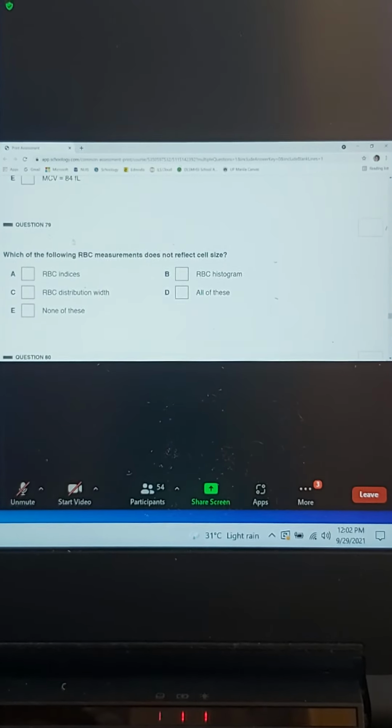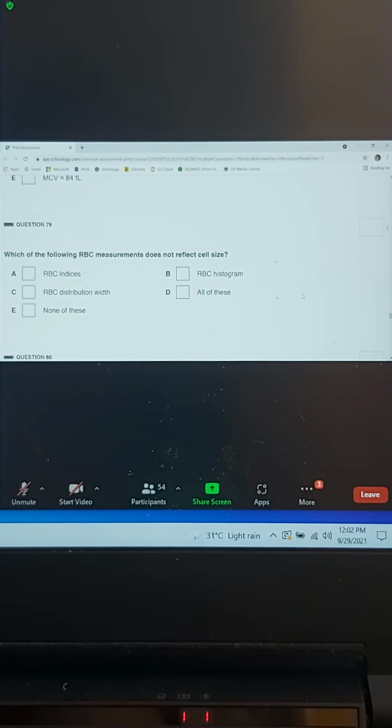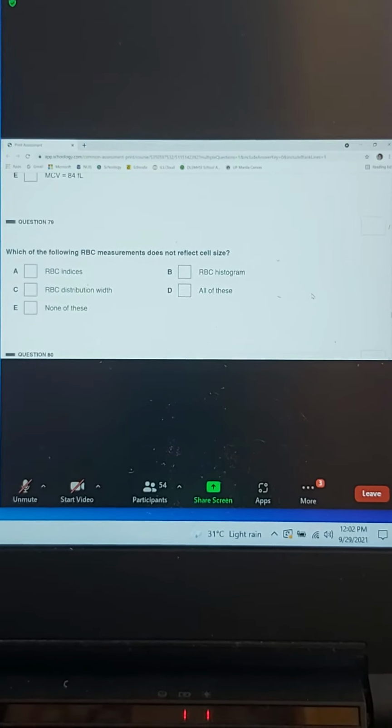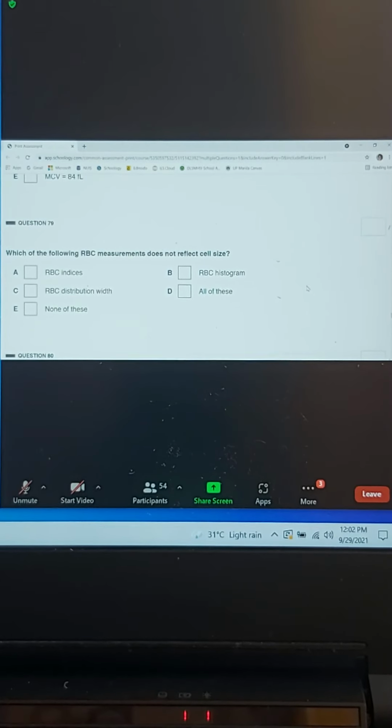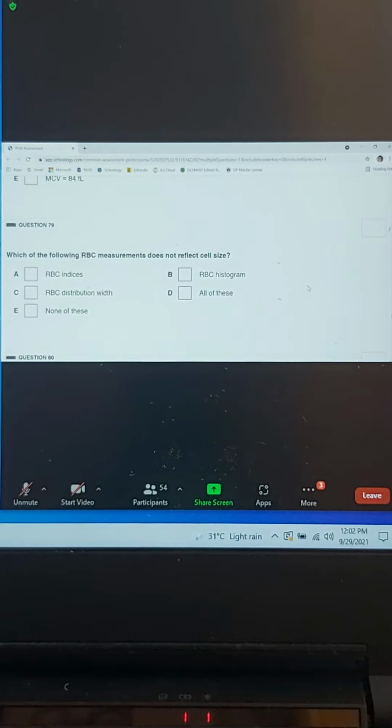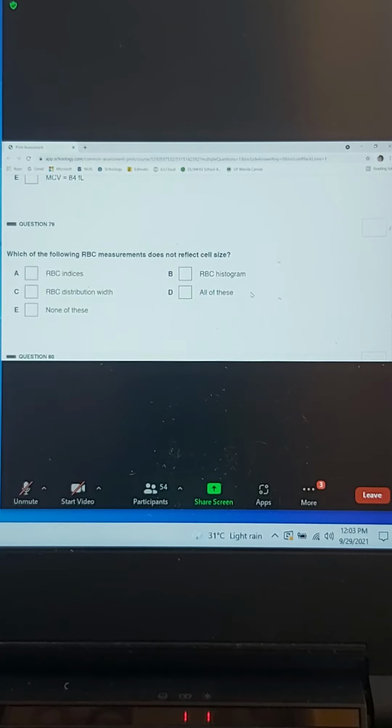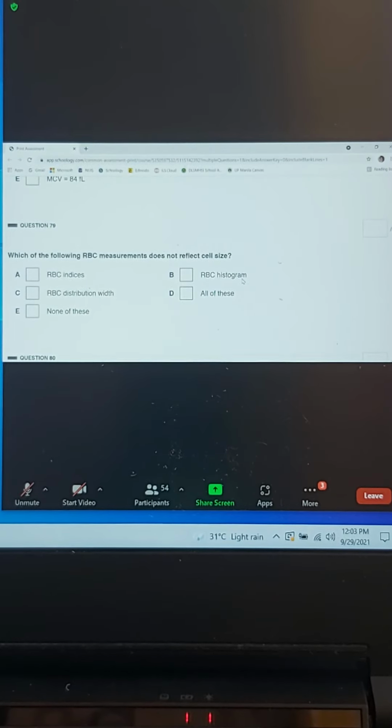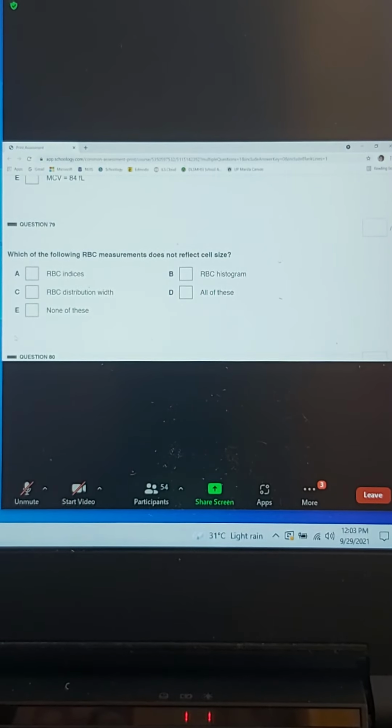Alright, so 79. Which of the following RBC measurements does not reflect cell size? Alin dyan? Or meron ba dito? Ang hindi nagre-reflect ng cell size? None of these. So the correct answer is none of these. Lahat yan kasi measurements of RBC cell size. RBC indices, RBC histogram, para lang siyang normal distribution curve ng cell size. And then RBC distribution width, ito yung in percent, di ba?